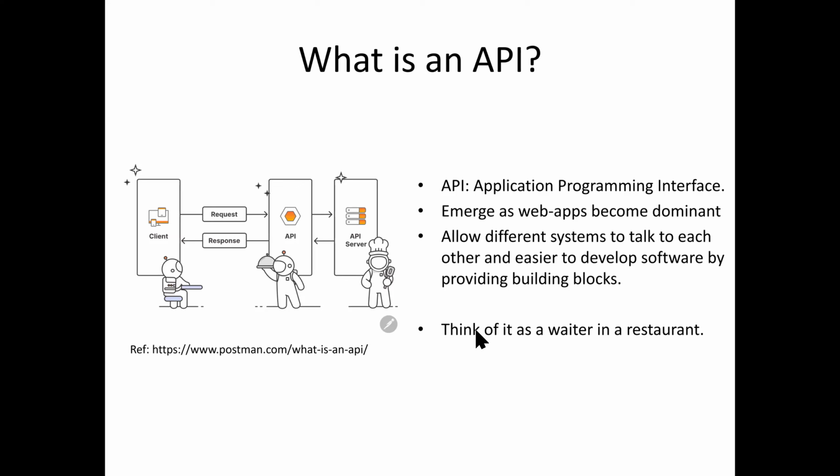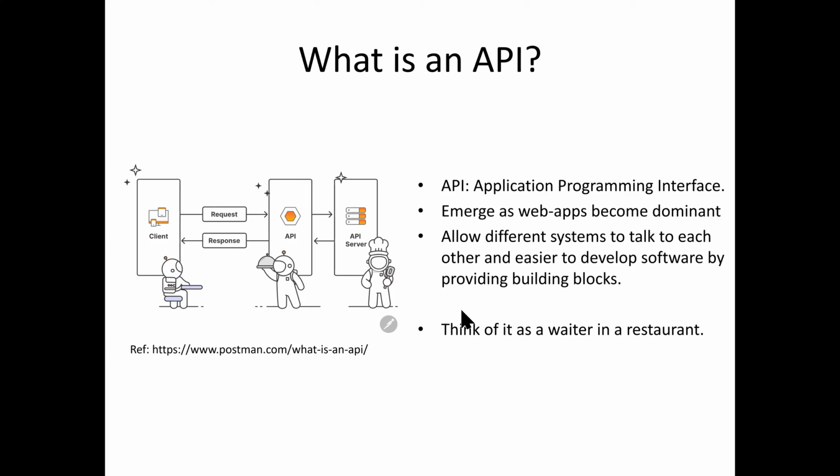API stands for Application Programming Interface. It emerged as web applications became dominant. And the benefit of using an API is that it allows different systems to talk to each other and makes it much easier to develop large and complex software by providing building blocks.